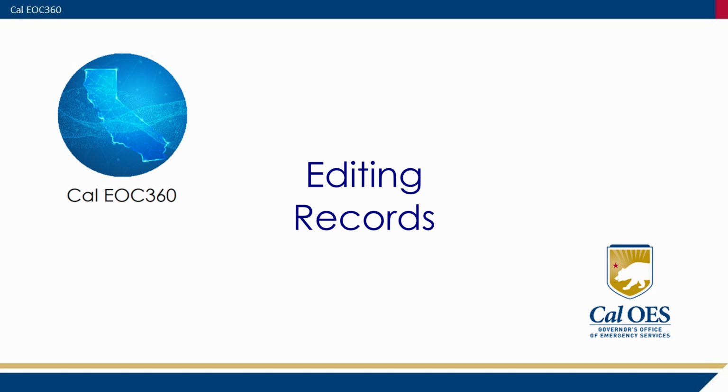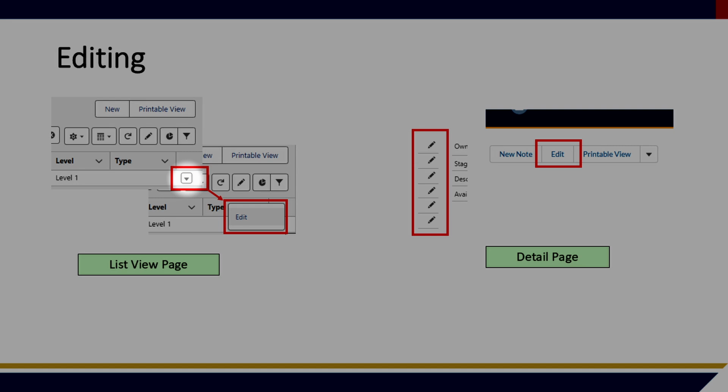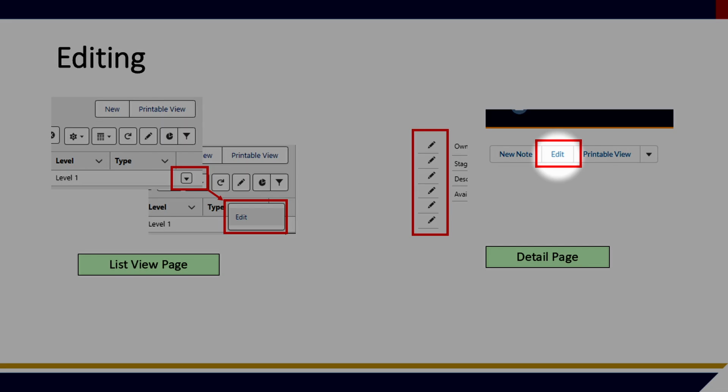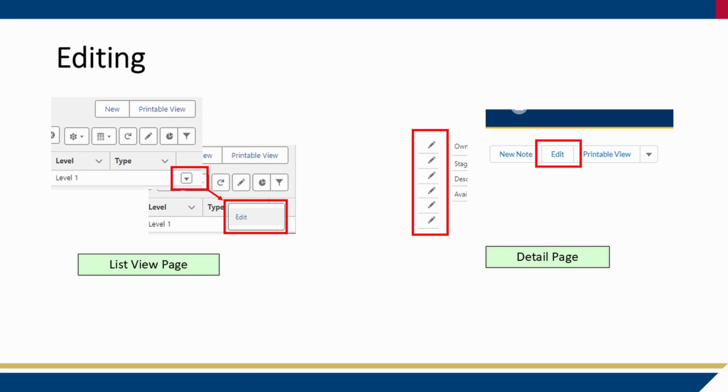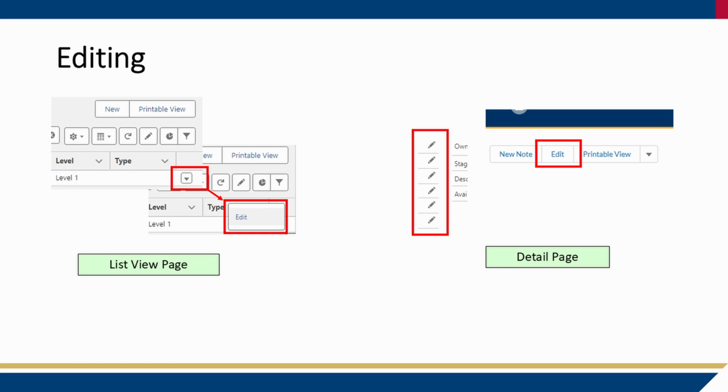There are a lot of ways to edit a record. From the list view, along the far right side of each listing, the down arrow icon will give you an edit option. From the incident detail page, there's an edit button in the action area, the upper right corner of the screen, to edit the whole record. The little pencils also open the record to edit. That's it for basic navigation.